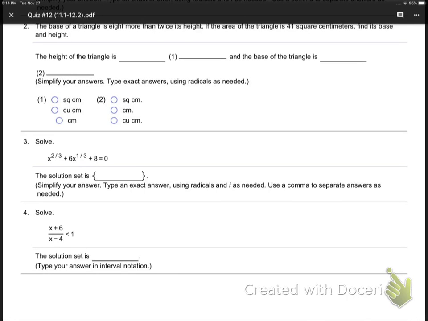Okay, so here's quiz number 12, question 2. The base of a triangle is 8 more than twice its height. If the area is 41, find its base and height.